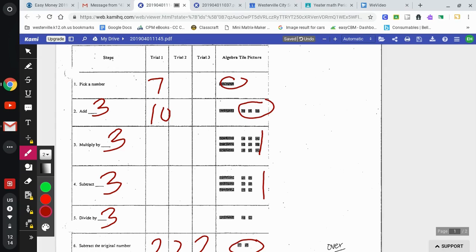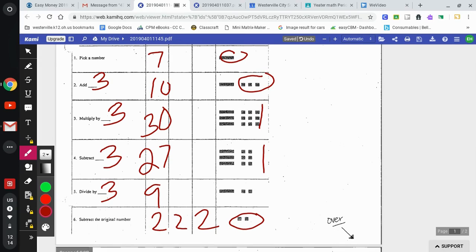And I multiply 10 by 3 to get 30. I subtract 3 to get 27. And then I divide 27 by 3 to get 9. And 9 minus my original number 7 gives me 2. So then again, you've got to do 2 or 3 of your own. Hopefully that helped you out. Again, your original number, once it's subtracted, you'll have 2 for an answer.